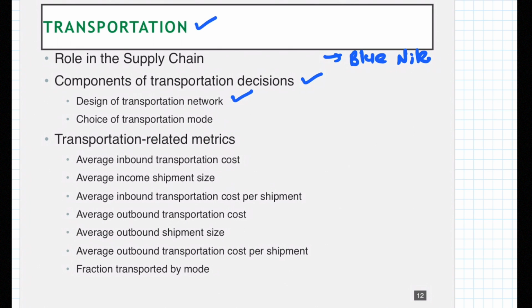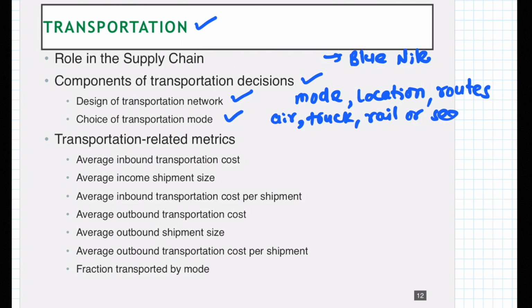Design of transportation network. This includes what mode of transportation is used, location, and what transportation routes are used. Businesses may have to make a decision whether a product will be shipped directly from the manufacturer to a customer or it will go to warehouses or distribution centers on the way. Especially for a business that competes globally in different countries, they may have to choose whether they should use air, truck, rail or sea.